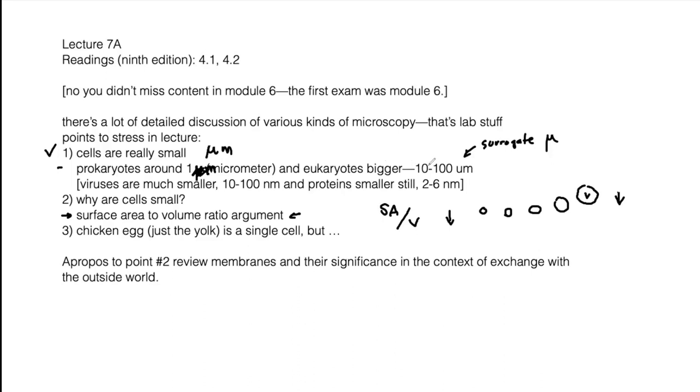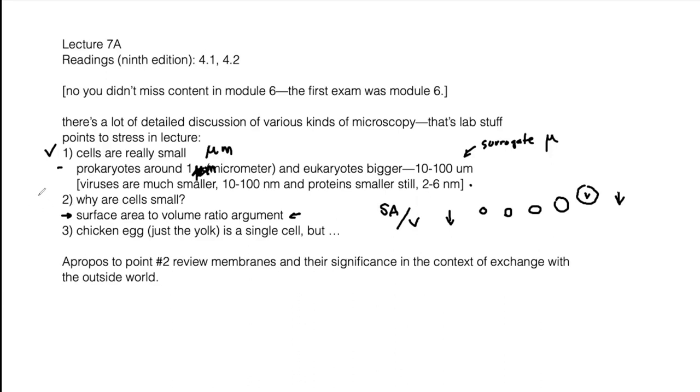Eukaryotes tend to be bigger. 10 micrometers to 100 micrometers is roughly the size of most eukaryotic cells. Viruses, which are not cells, are much smaller, about an order of magnitude smaller. And proteins, which are the molecules that make up things like viruses and cells, are smaller still. So we were talking about things that are way, way, way smaller than you could see even with the most powerful microscopes that are using light. If you go to electron microscopy, you can see a lot of these things, but that's not the sort of thing that you have access to in a regular laboratory.